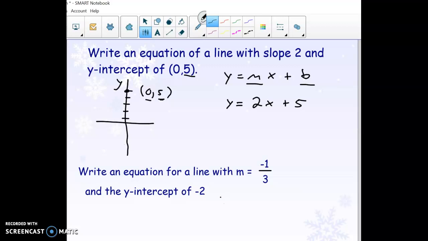All right, second one is real similar. So you just fill in the slope, the negative slope times x, the slope goes in front of x, and then the y-intercept is off on its own. And you can write it as -2 or plus -2, either one of those is correct.